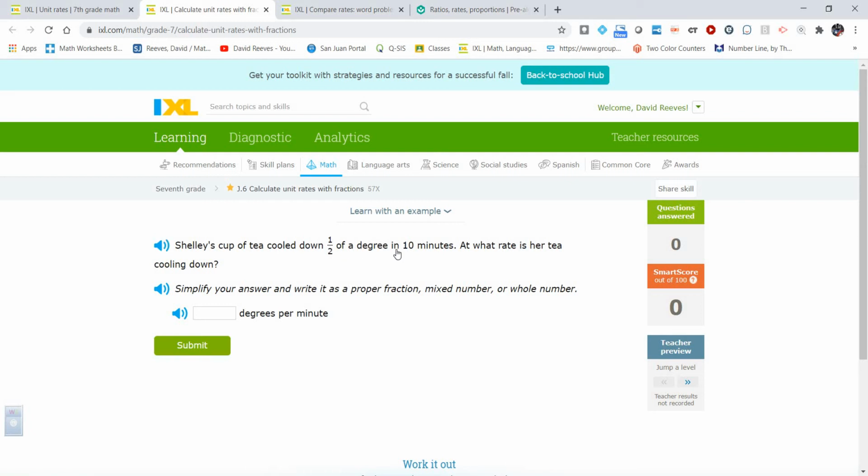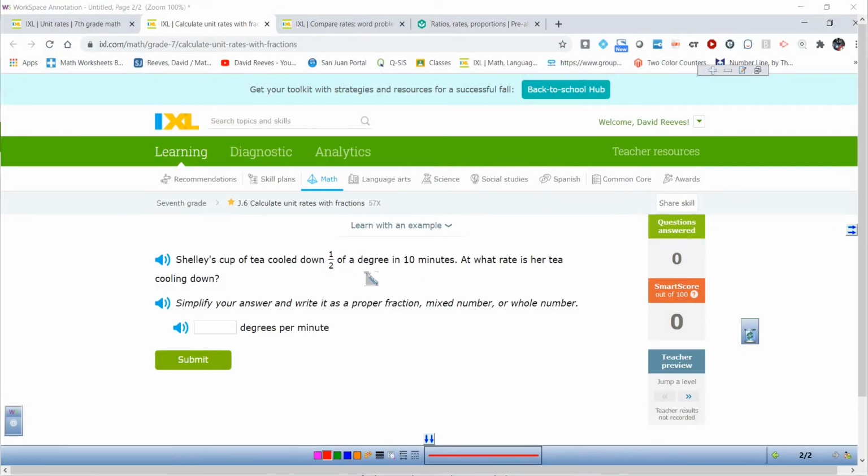Cooled down 1/2 of a degree in 10 minutes. At what rate was her tea cooling down? All right, now notice the answer here gives you a clue. We want degrees per minute, right? By the way, sometimes I just want to warn you, sometimes the wording in the information is different. So you can't always just find the first number and divide it by the second number, right?